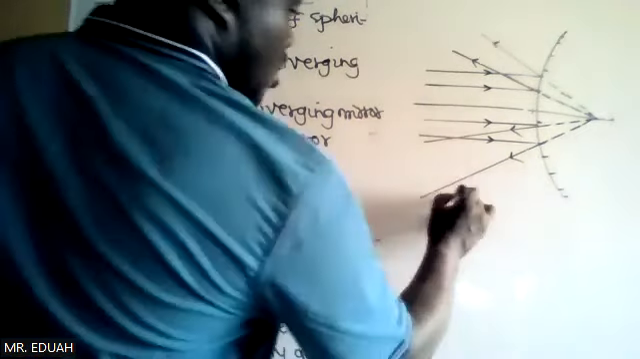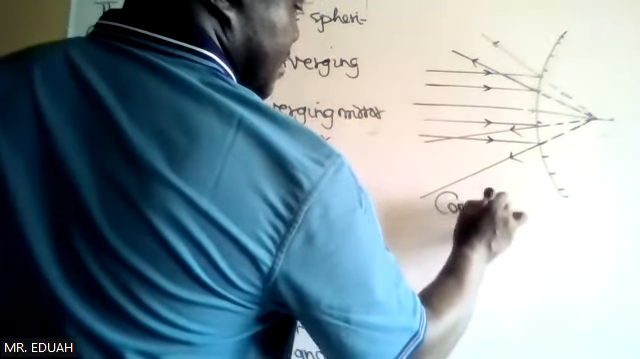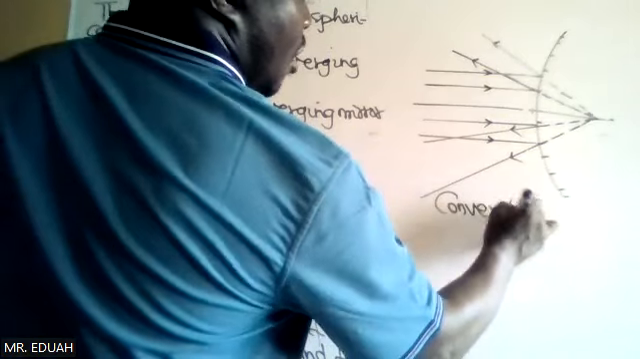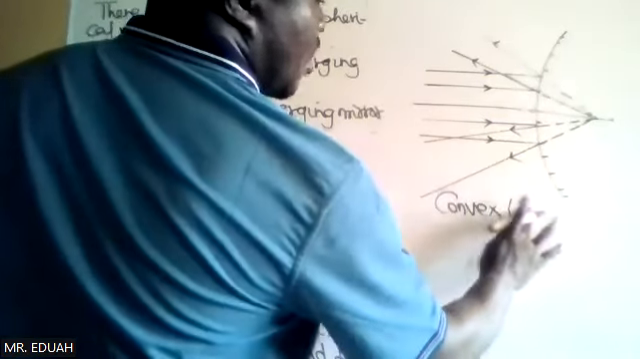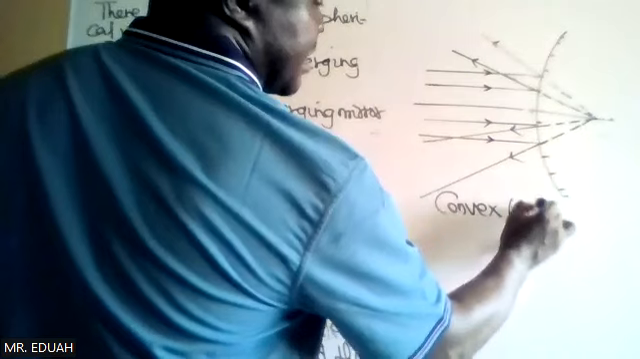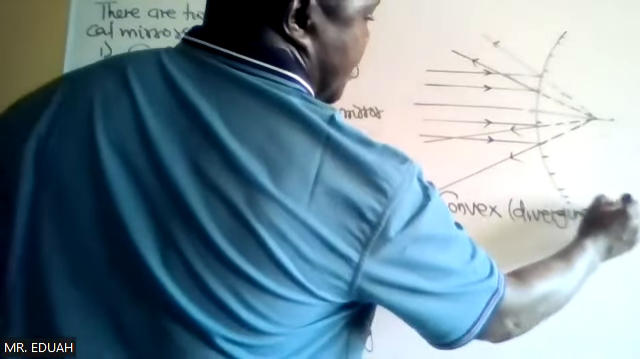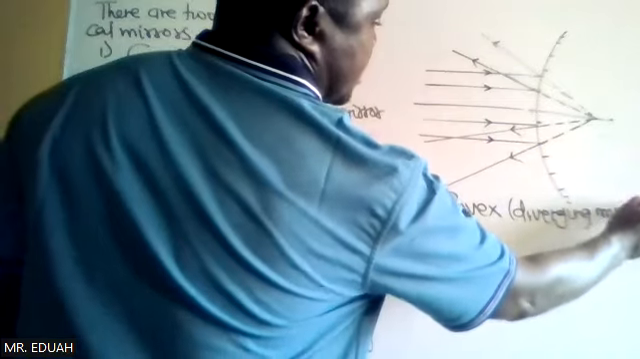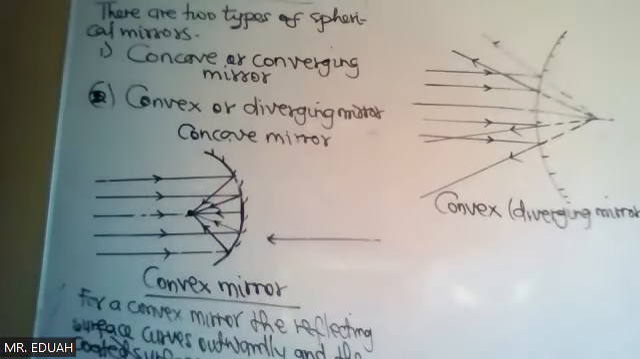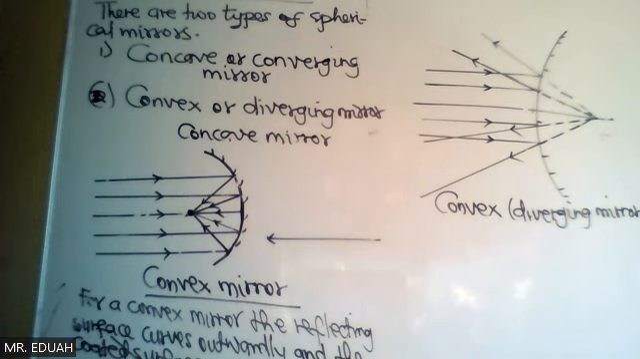So this is a convex or diverging mirror, because it diverges reflected rays. And this is a concave or converging mirror. Any question?